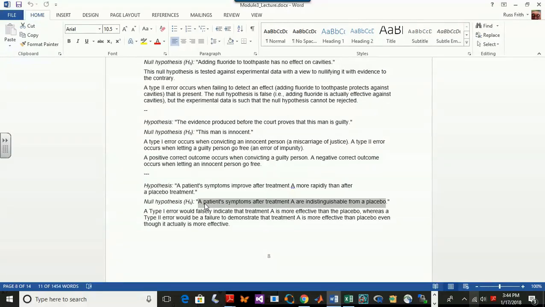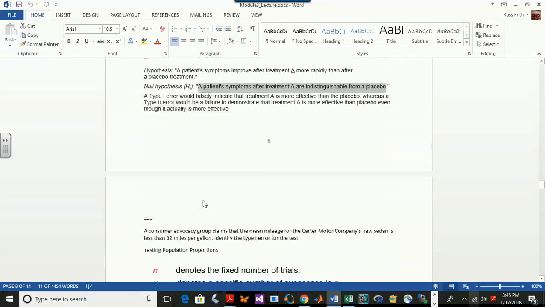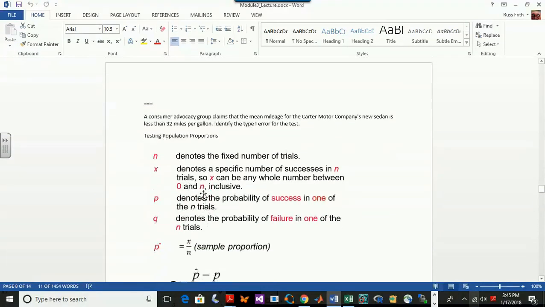Okay, so a type 2 error means that you're making policy based on the fact that the treatment is indistinguishable from a placebo. You make that assumption, but that assumption is wrong because the treatment is different from a placebo, and so that's a type 2. Okay, all right, so type 1 and type 2 errors, so you can have fun with those.